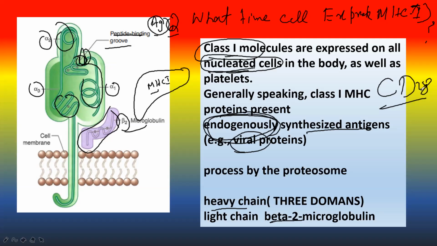So at what time is it expressed? When the cell has something wrong. Any body cell that has something wrong shows a kind of red flag, like raising a hand: oh, I am in danger. So what is the red flag? The red flag is the MHC1 protein. MHC1 protein, clear?